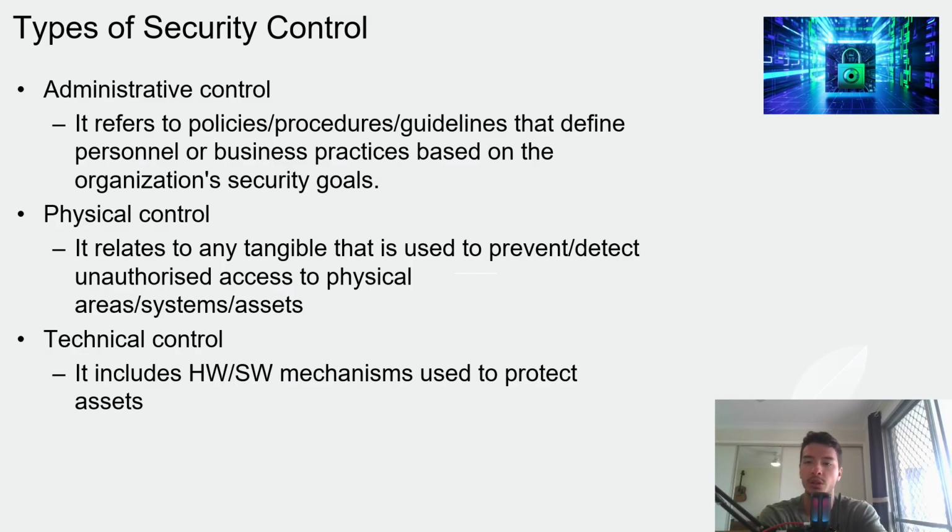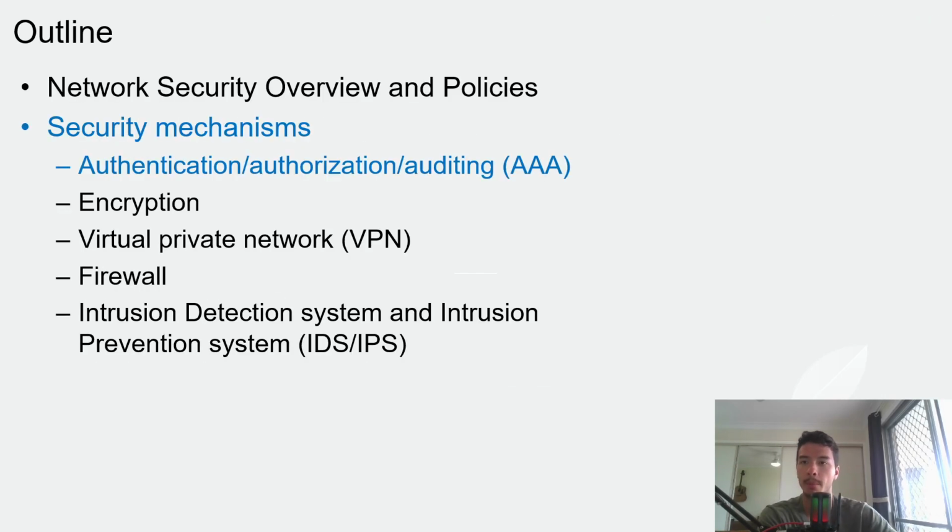Types of security control. You've got administrative control. So this is from the top. It refers to policies that define personnel or business practices based on the organization's security goals. Physical. So you can kind of get what physical is. Then technical. Alright, so those are your types.